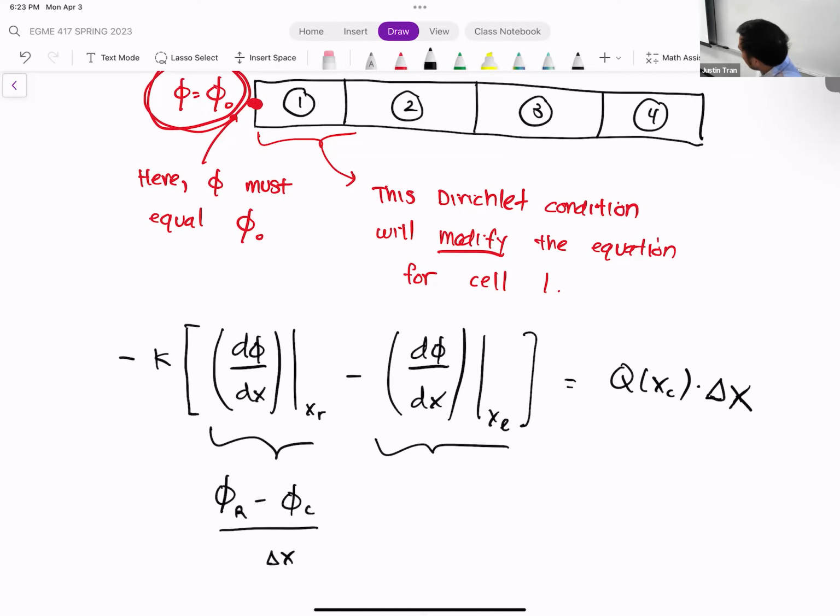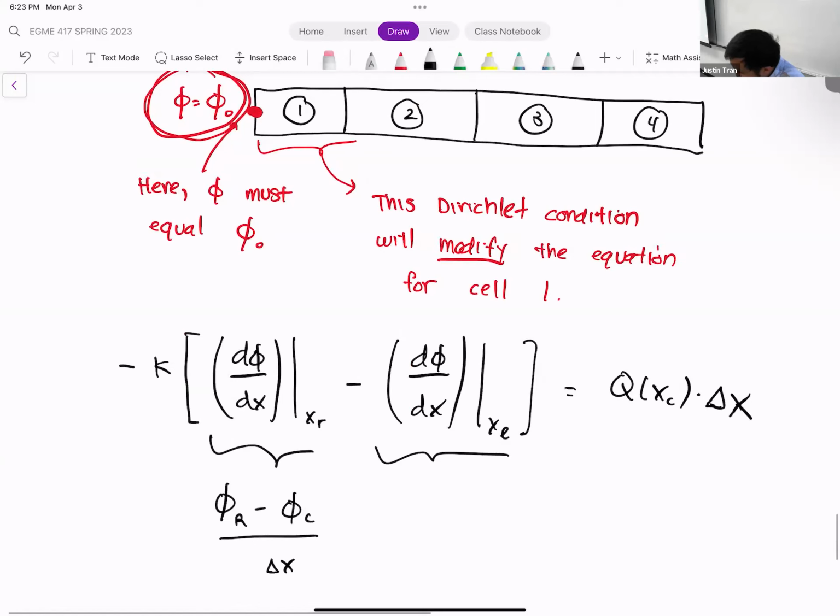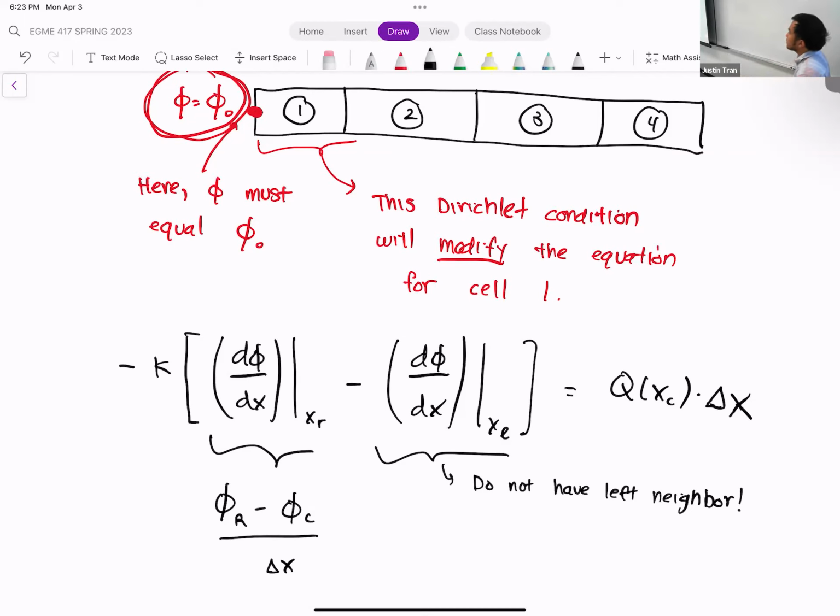For d phi dx on the left face, we can't do this, right? So we don't have a left neighbor here. And so we can't use our usual expression. So we can't do phi sub c minus phi sub l divided by delta x, because there is no phi sub l, because it's nothingness. Right? We don't have a left neighbor, but what we do have is our Dirichlet boundary condition.